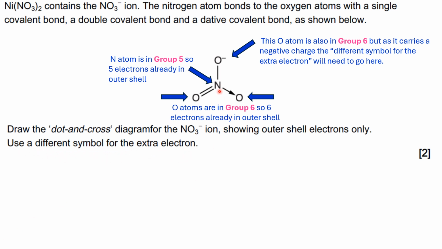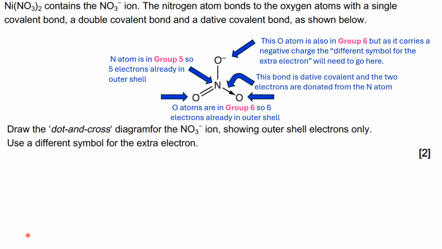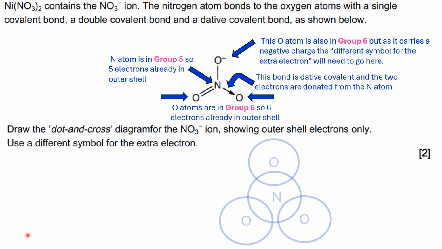And then finally, there's this arrow pointing from the nitrogen to the oxygen. That's your dative covalent bond. So that means that the 2 electrons in that bond both come from the N atom. So let's set up our basic structure here. We've got our atoms with the outer shell, no electrons in there yet. You've got the nitrogen in the middle. You're following the structure and you're overlapping the outer shells, leaving plenty of room to put in the electrons.